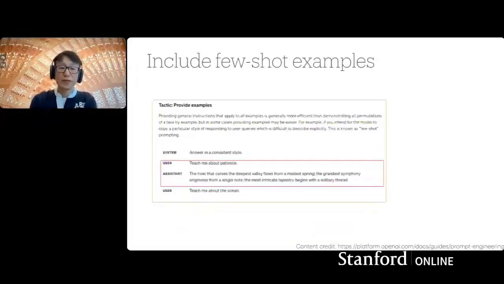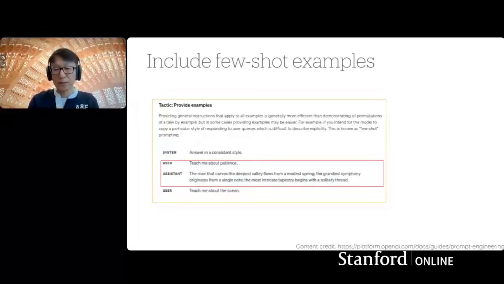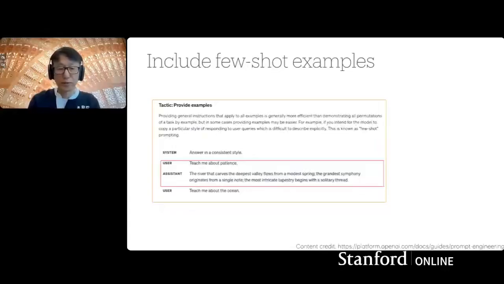And include few-shot examples, meaning give the model example inputs and outputs that you would expect. In this case, you ask for some type of consistent style output, then you provide an example input and example output, and finally you ask your original question. Then the model will generate the output based on your input. So few-shot examples are always helpful to generate the output that you want.